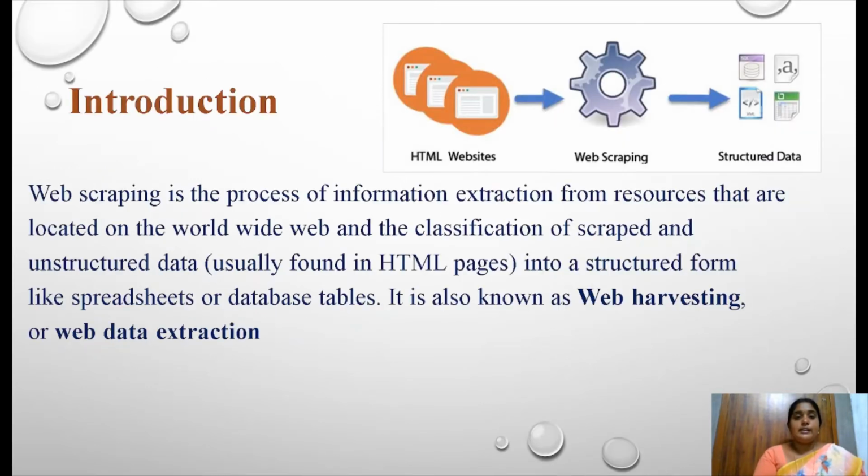Let me give an introduction to web scraping. Web scraping is the process of information extraction from resources that are located on the World Wide Web and the classification of scraped and unstructured data into a structured form like spreadsheets or database tables. It is also known as web harvesting or web data extraction because it extracts data from the web. That is why it is called web scraping.